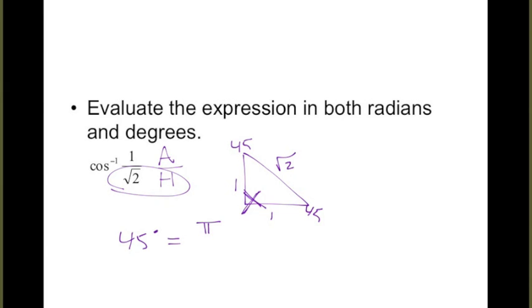To convert, pi is 180. How many times does 45 go into 180? 4.